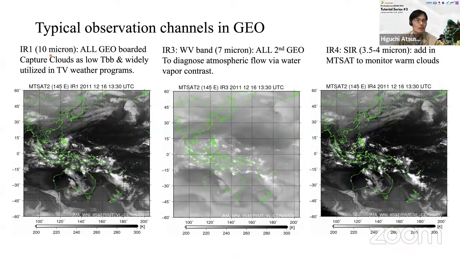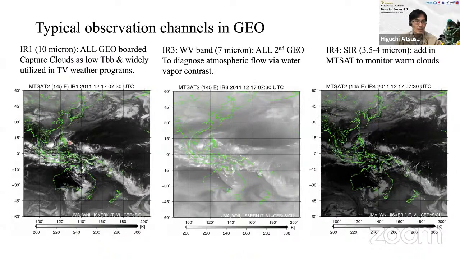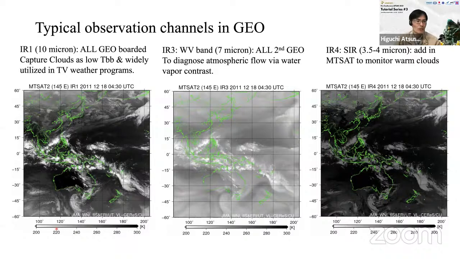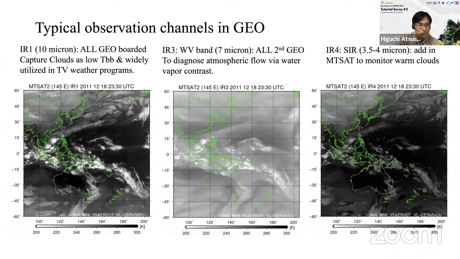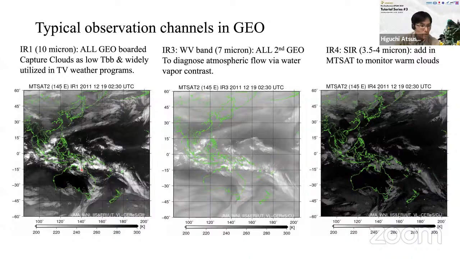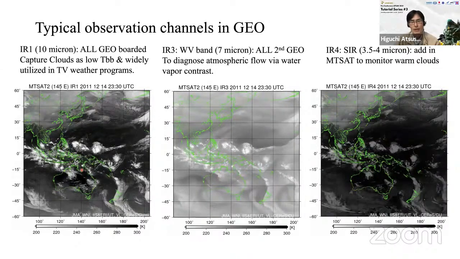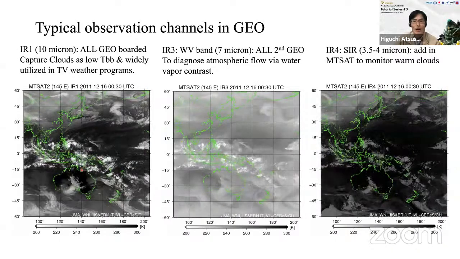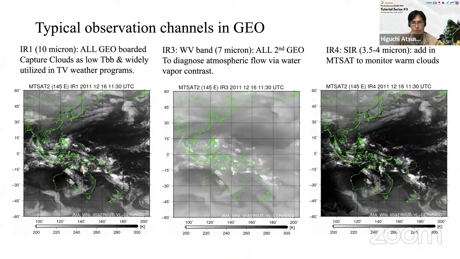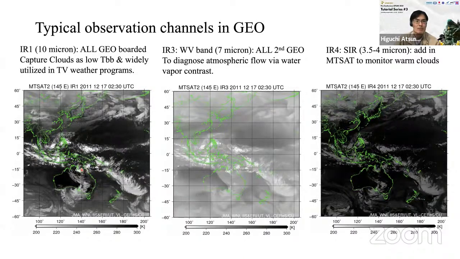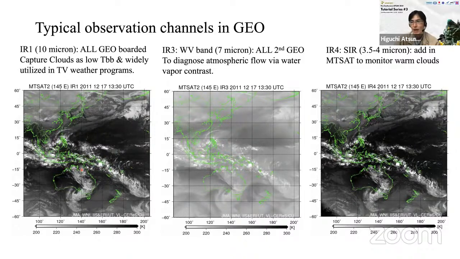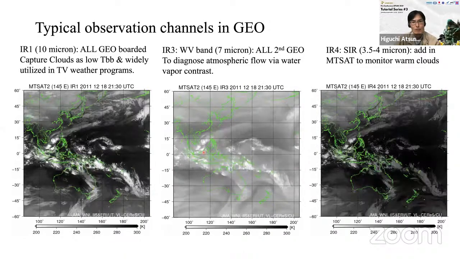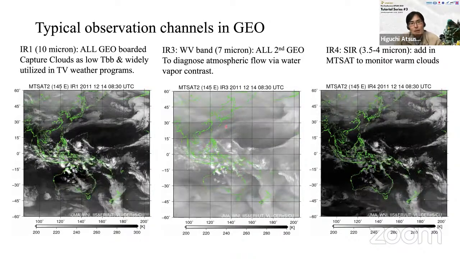On the other hand, the cloudy area is captured by low brightness temperatures. So in the tropical region, high cloud areas can be captured. It's easy to see the cloud movement. So widely this is applied to TV programs, typically in Japan. So everybody knows.